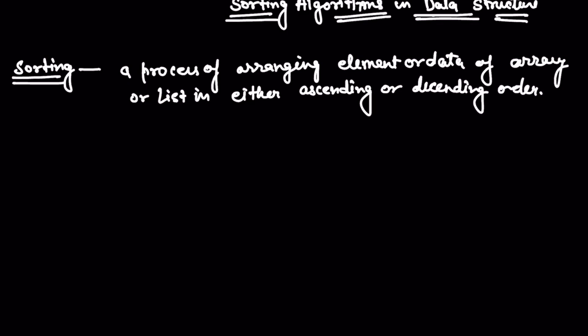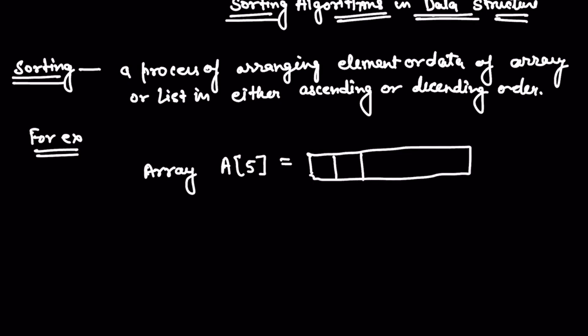Okay, for example, we have an array A whose size is 5 actually. So 1 2 3 4 5. So this array can store maximum 5 elements in it. For example, 5 3 8 12 15.